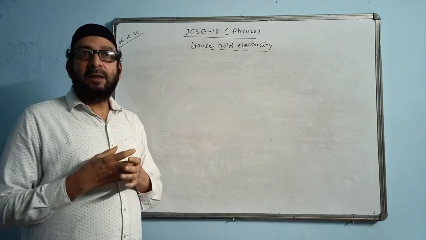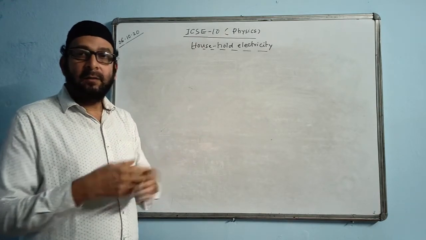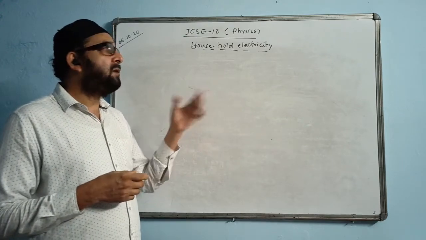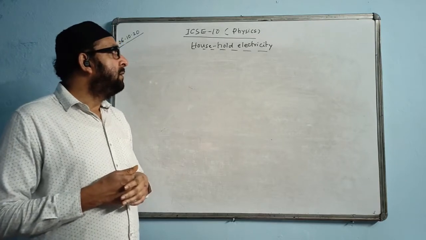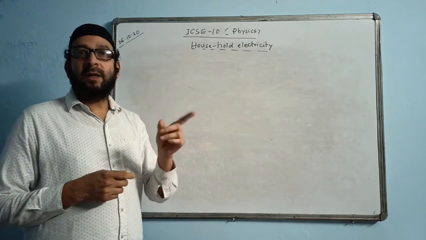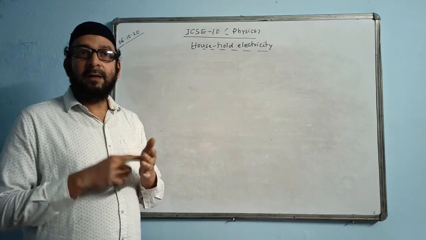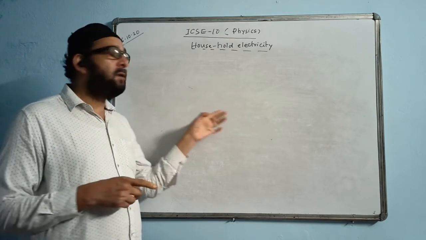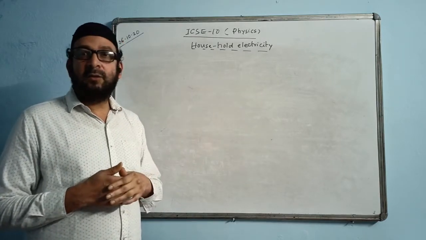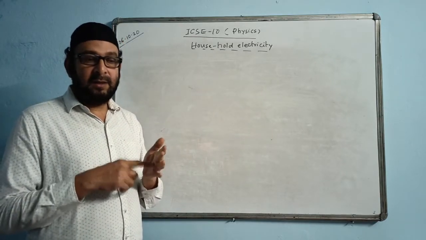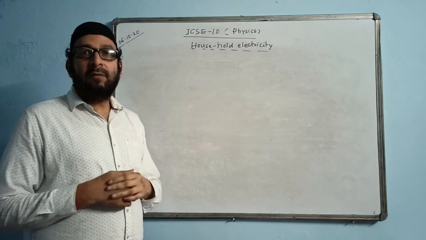We consume electrical energy at home and we pay the bill according to the charges fixed by the government or fixed by the company. So 1 unit means 1 kilowatt hour. The commercial unit of electrical energy is kilowatt hour, kWh. 1 kilowatt hour is how many joules? 3.6 into 10 to the power of 6 joules. So that is the value of 1 kilowatt hour.